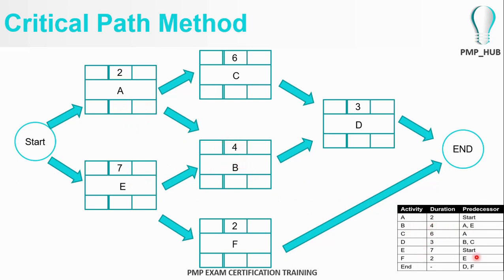Activity F follows E and the duration is 2 days. And activity D follows B and C for 3 days. And the end is signified by activity D and F. So once F is completed and D is completed, an end is defined. So this is the network diagram. And now let's again fill in the boxes with the earliest start time and the earliest finish time.